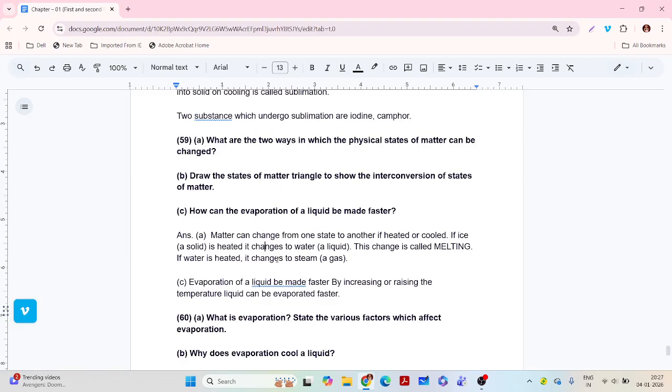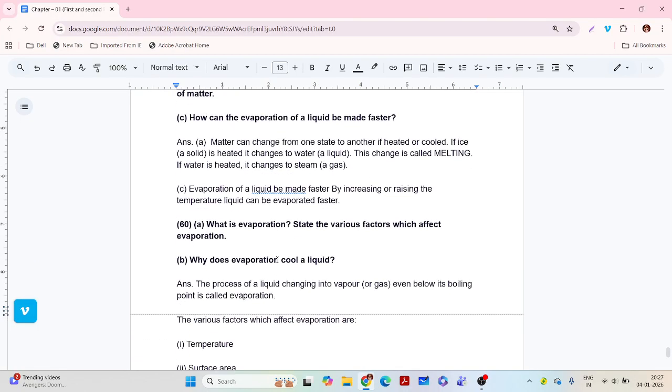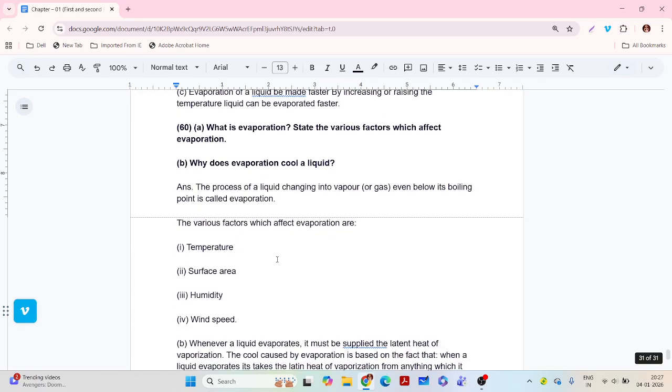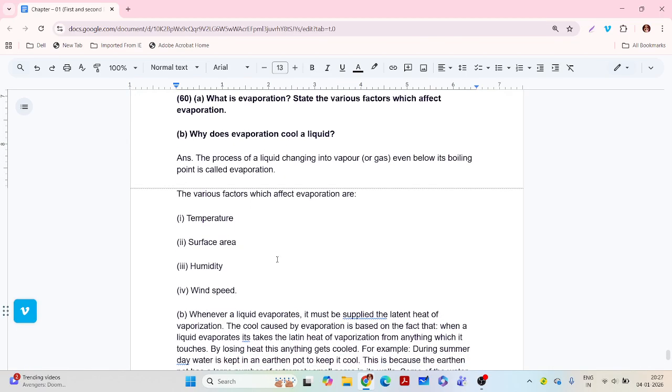How can the evaporation of a liquid be made faster? By increasing the temperature, by increasing the surface area, by decreasing the humidity. Okay? What is evaporation? State the various factors which affect it. Why does evaporation cool a liquid? The process of change of liquid into vapor below its boiling point is termed evaporation, and it is a surface phenomenon. The various factors which affect it are temperature, humidity, wind speed and surface area.